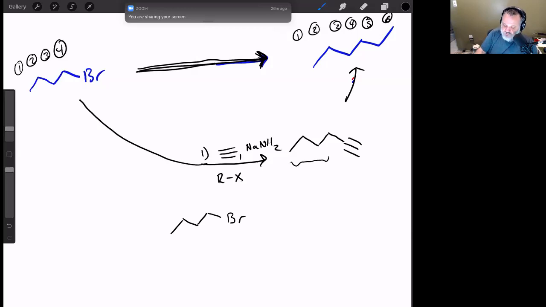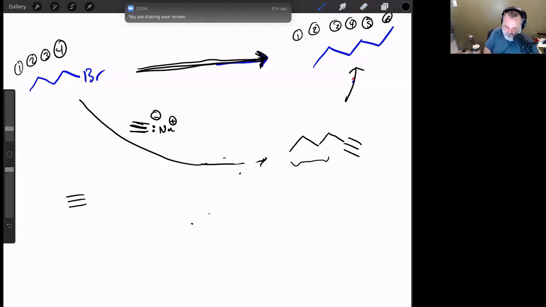We're there. So I know that if I take my starting material and I react it with the alkanide ion formed from the reaction of ethyne and sodium amide, then I will form this material. And so it's a multi-step synthesis where we've changed the number of carbons by adding more carbons.